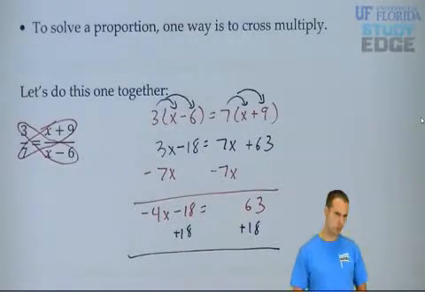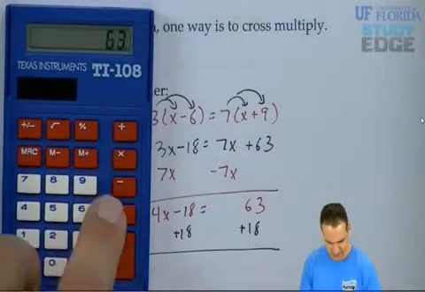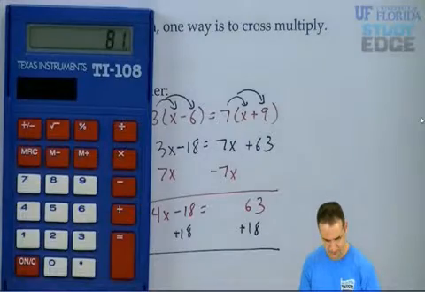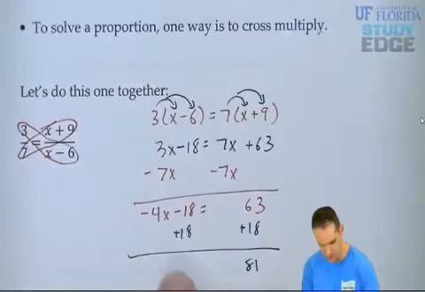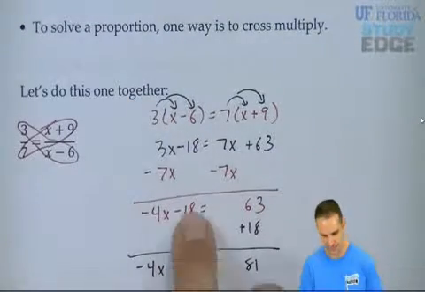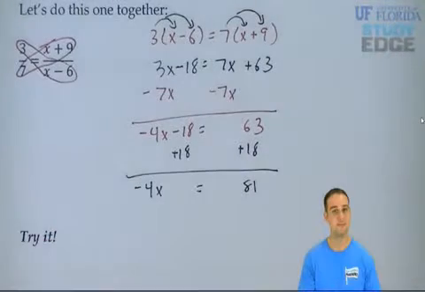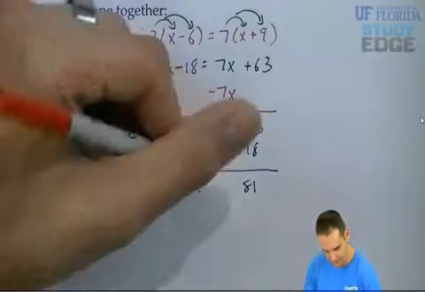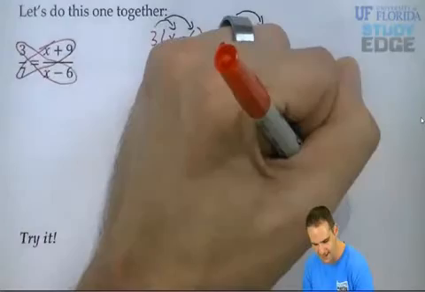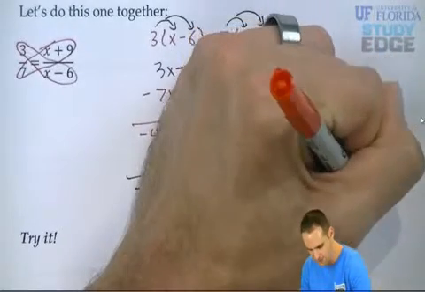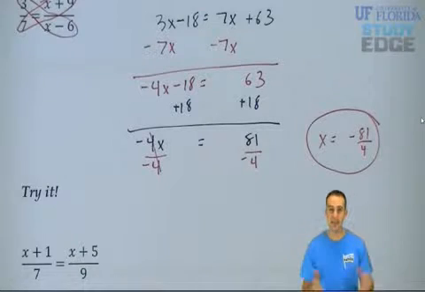63 plus 18. Oof. That is asking me to use a calculator. 63 plus 18 is 81. So we can do that part. Let's go back over here. Negative 4x, negative 18 plus 18 is 0. Lastly, divide both sides by negative 4. The negative 4 simplifies, and x equals negative 81 divided by 4. And that's one example. But again, very nice.